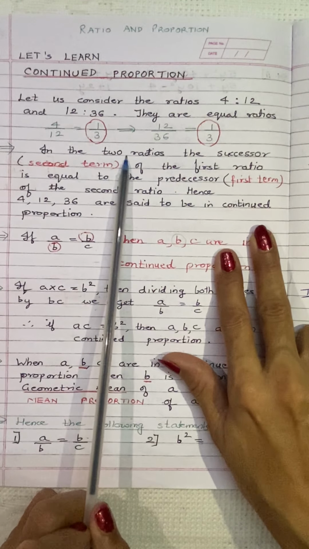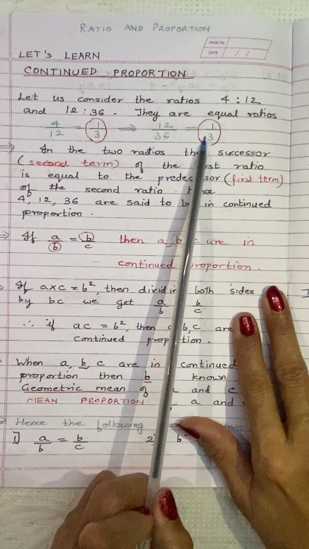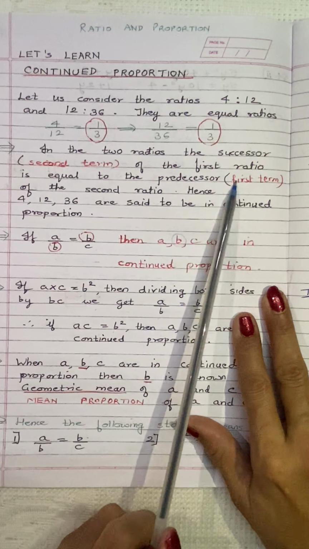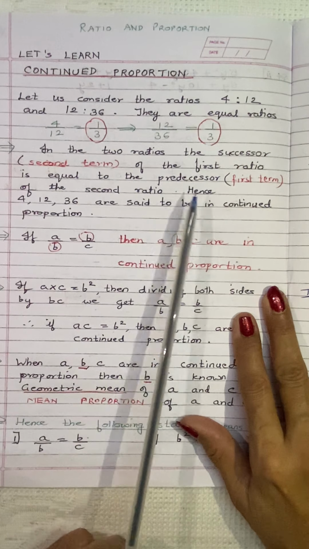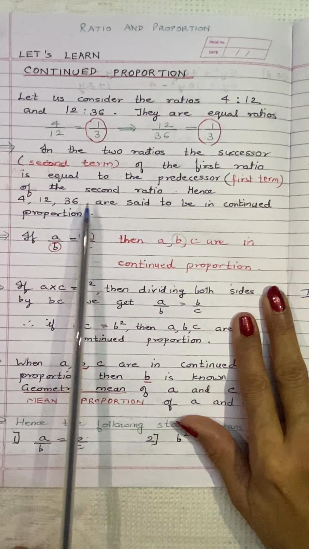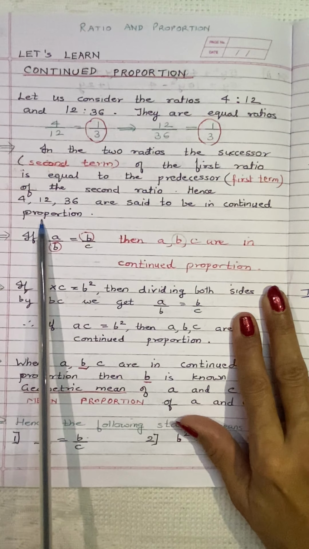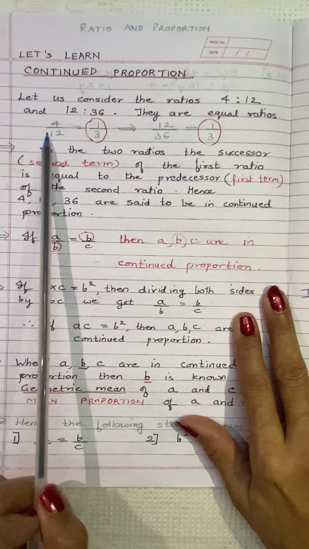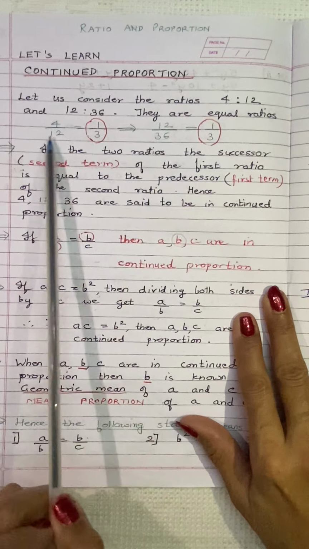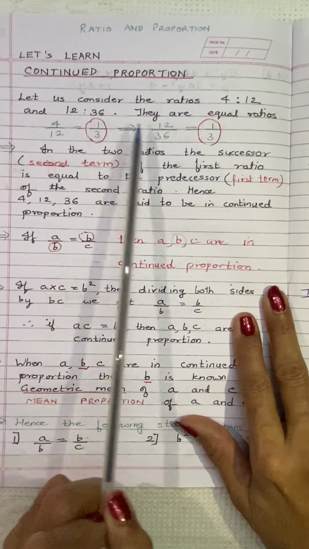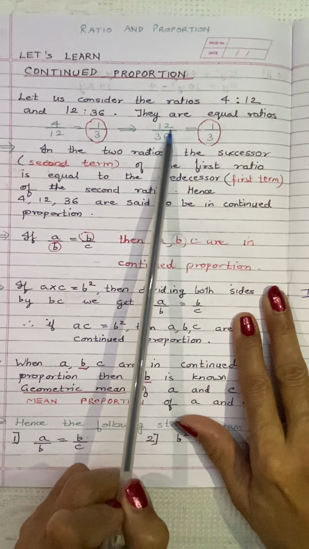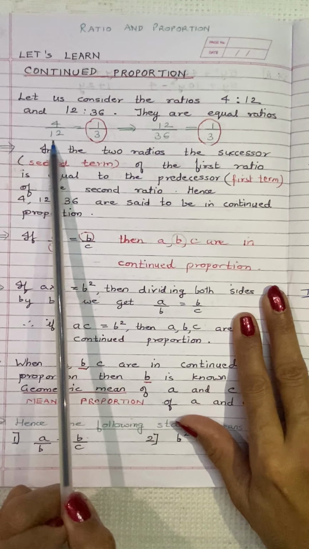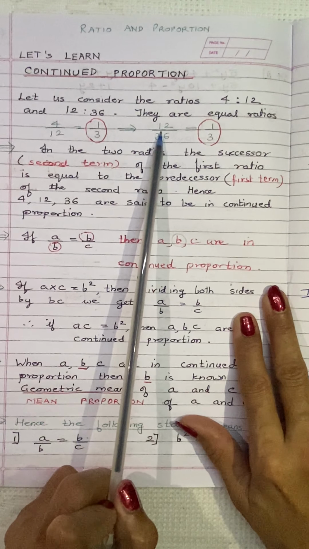So in the two ratios, the successor, that is the second term of the first ratio, is equal to the predecessor, that is the first term of the second ratio. Hence 4, 12 and 36 are said to be in continued proportion. If you look at the expression 4 upon 12 and 12 upon 36, this 12, the denominator of the first fraction and the numerator of the second fraction, is the same. So we'll say that the two ratios are in continued proportion.